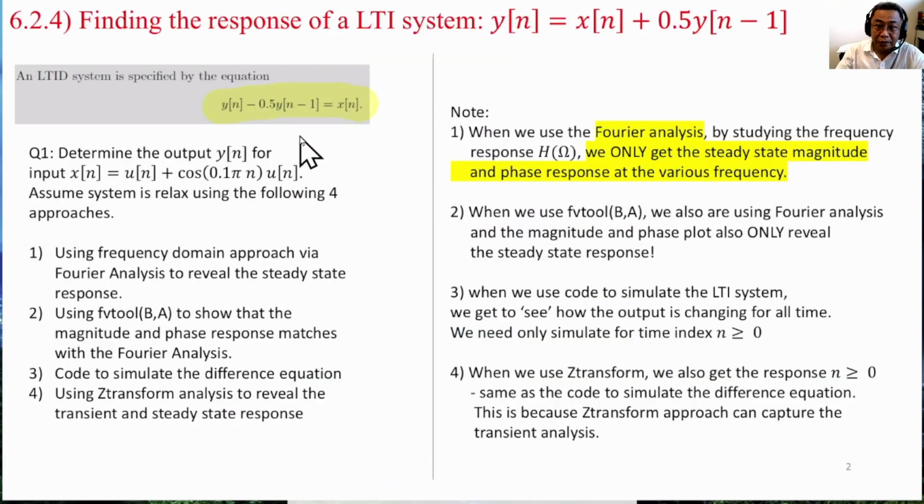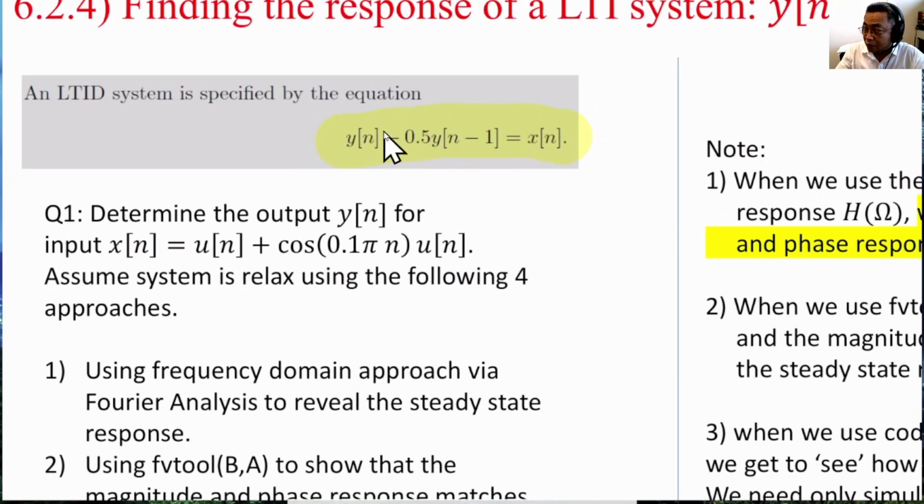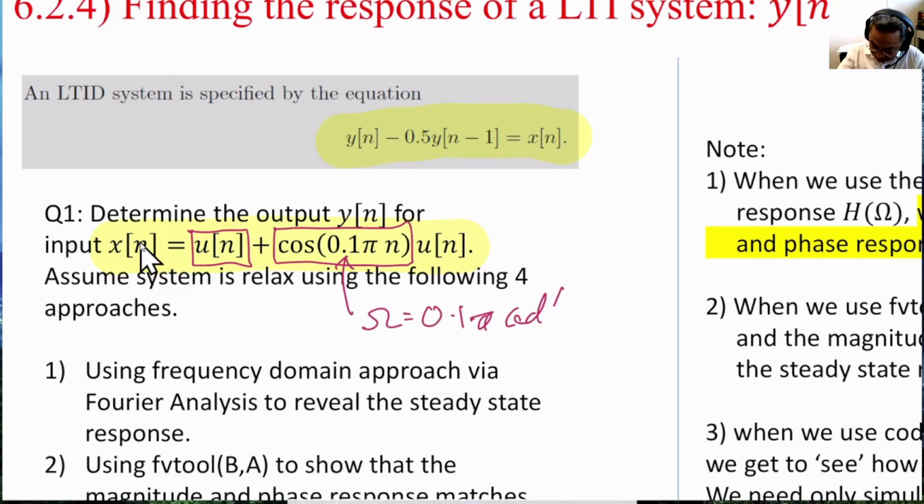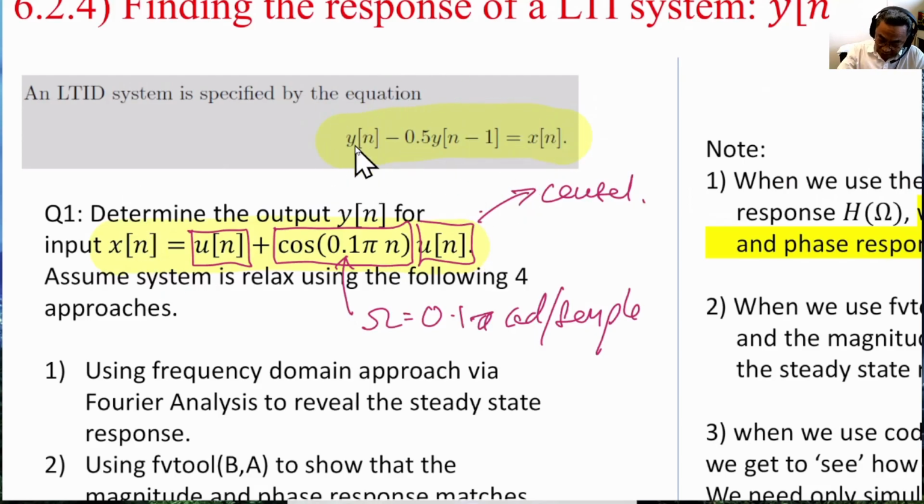So we begin with this equation, and what we are going to do in addition to finding the frequency response is this. We're basically going to give you the input to the system. So we're going to give you x[n]. And in this particular case, we're given a step function and a cosine with ω equals 0.1π radian per sample. That is causal. So we're going to send this x[n] into the system, and out comes the y[n].